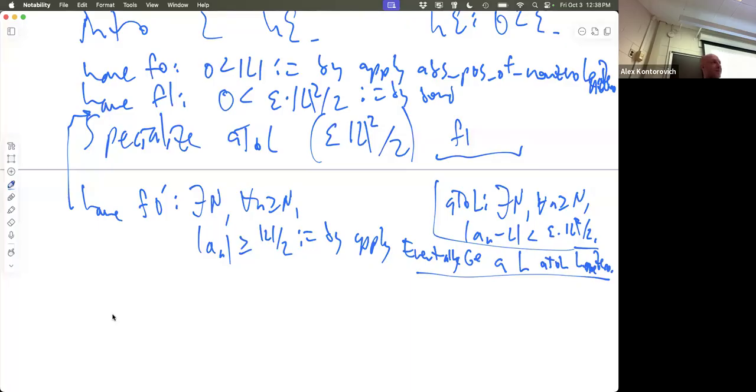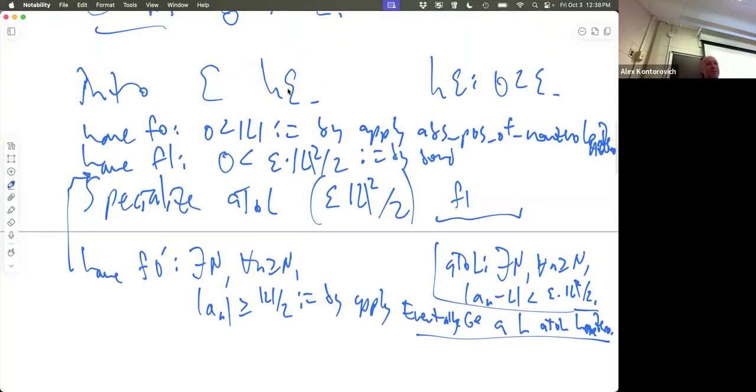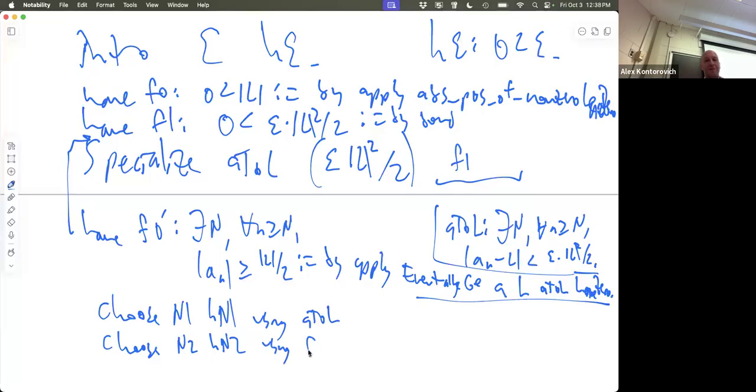What's the goal at this point? Choose. Exactly. We have to choose. We got our epsilon and epsilon positive. The goal now says there exists an n. Where are we going to get that capital N? We're going to get it from the worst of these two capital N's. So let's choose those two capital N's. So choose N1, HN1 using A to L first, and choose N2, HN2 using F0 prime.